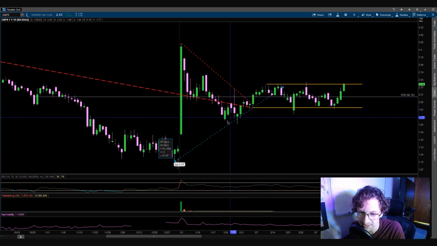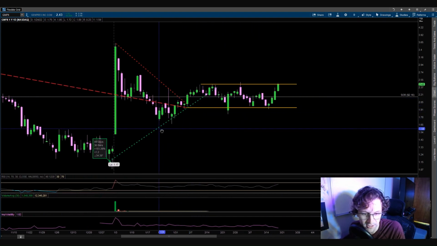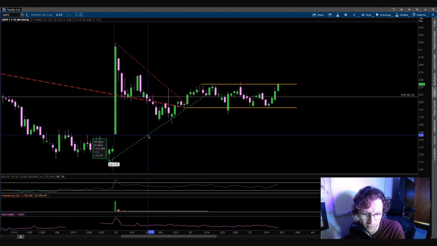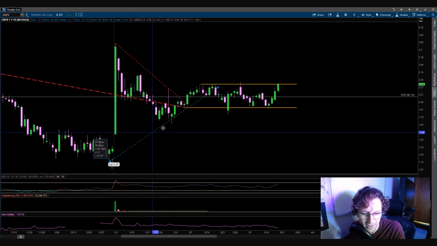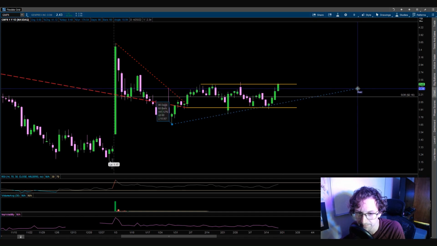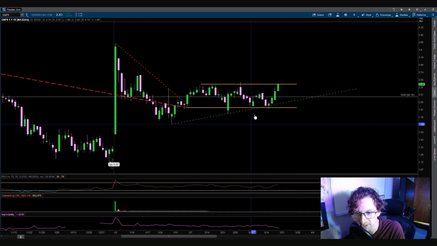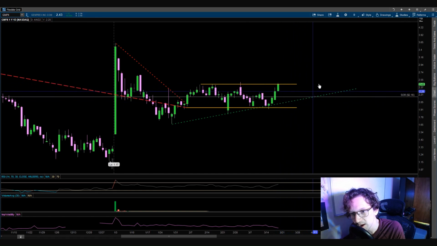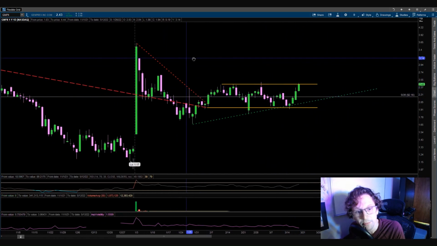I'm going to move this theoretical uptrend to reflect the more recent price action. I don't know why I have to click so much sometimes, it's kind of annoying. Something like that. That's probably the new uptrend. Very slow, very gradual, and it may take a while to break above that price range, but I am feeling very bullish about GNPX.